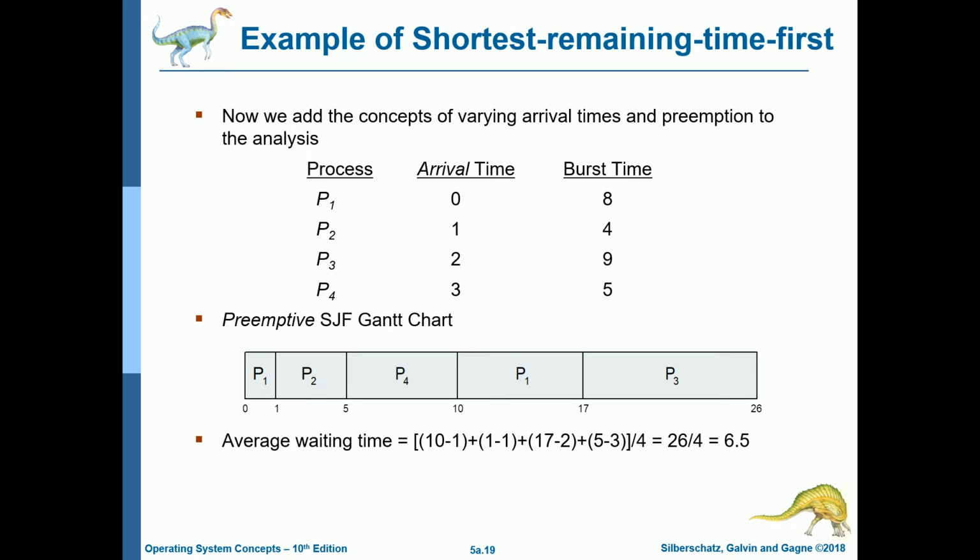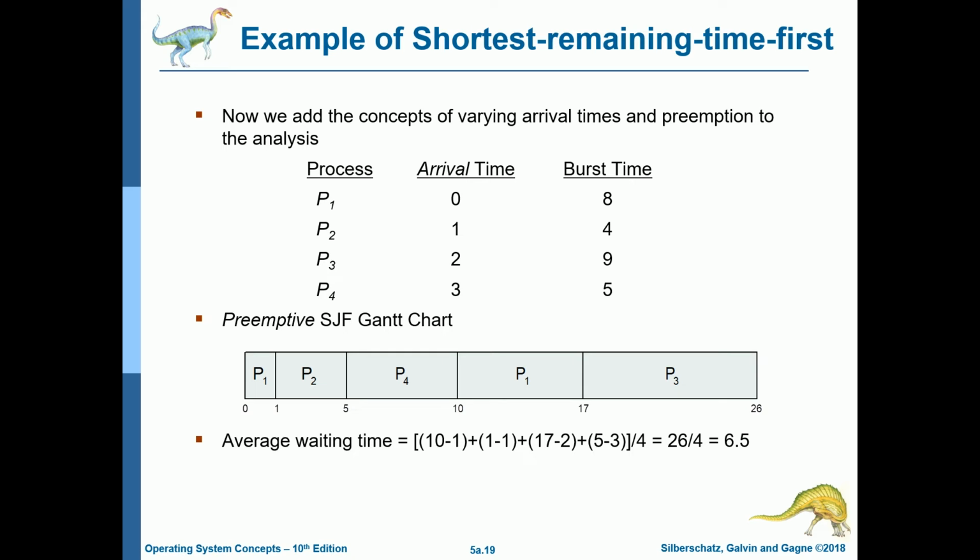Now that all of the processes have arrived, we have to start scheduling by the shortest remaining time. And obviously, process 4 has a time unit of 5. Process 1 has a time unit of 7, because it's already run one time unit. And process 3 has the longest burst time of 9. So then we schedule process 4 next. It runs until completion. Then we schedule process P1 to run until completion. And then finally, we schedule process 3, which runs until the end.